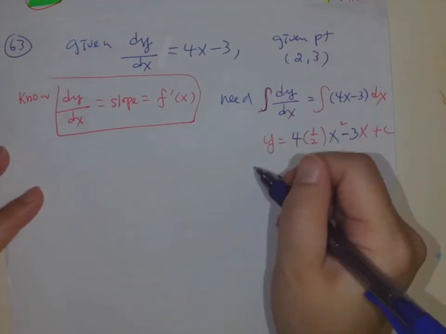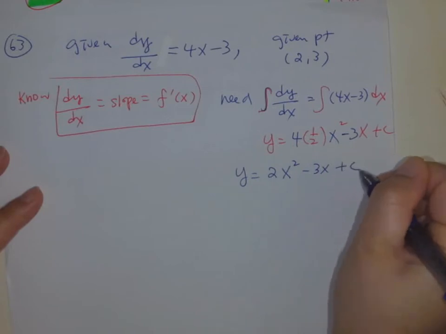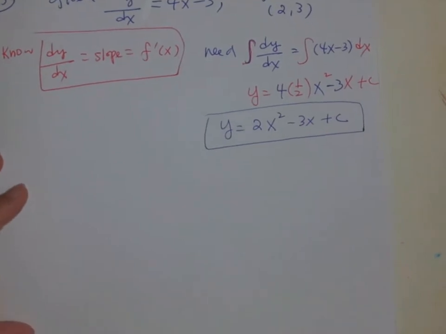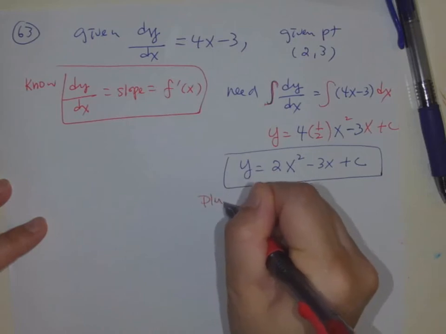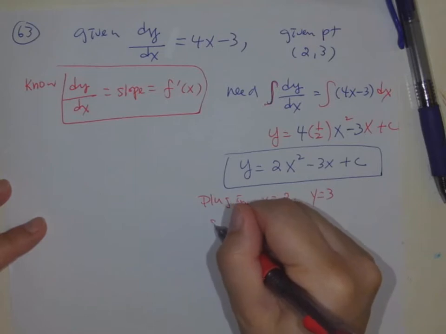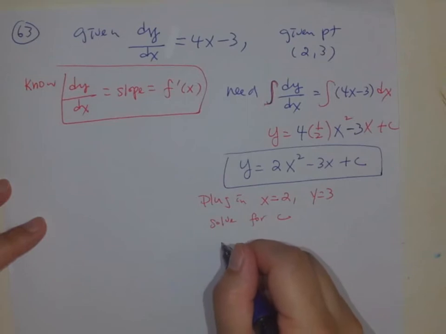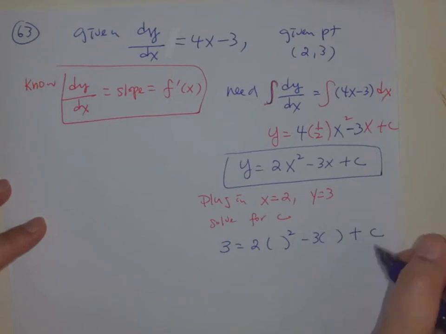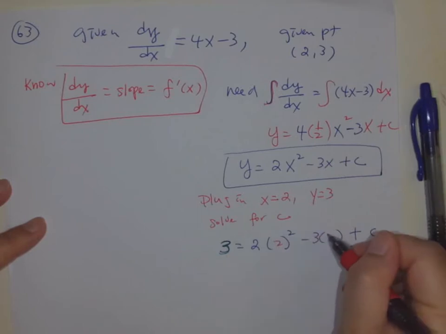So when we clean it up, 4 divided by 2 is 2, x squared minus 3x plus c is the function. But then we need to find what c is, right? So, solve for c. So plug in x equal to 2, y equal to 3, and solve for c, right? Alright, so let's try it. So we got 3 on this side equal to 2 times something squared minus 3 times something plus c. So 3 is y and x is 2.